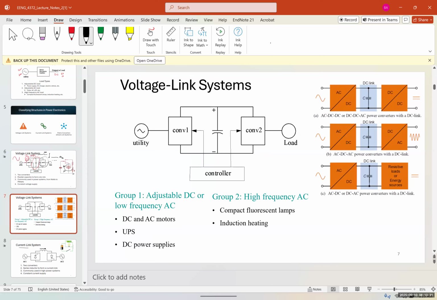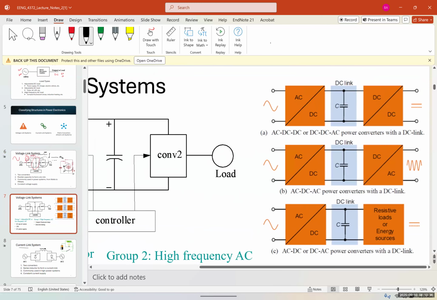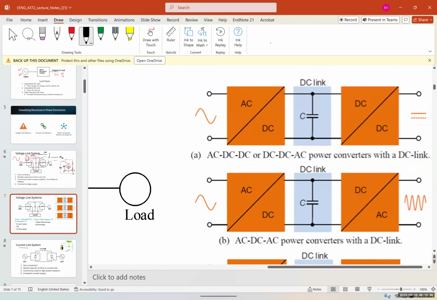These are different types of voltage link systems, and as I mentioned, it could be AC to DC, like what I told you, or DC to DC. The AC to DC was just one example. So the first one that you see here is an AC to DC link. This is exactly what you see in your laptop charger or your phone charger. You have an AC to DC, then there's a DC link, and then we have a DC to DC.